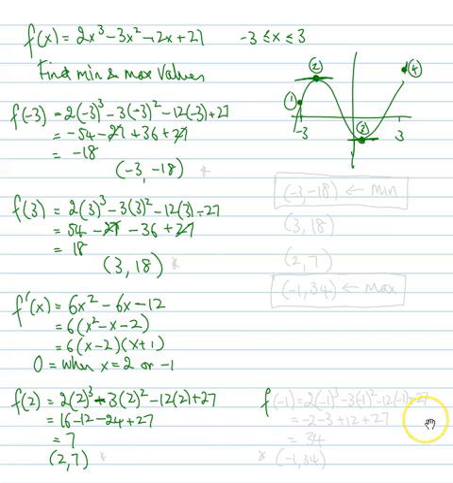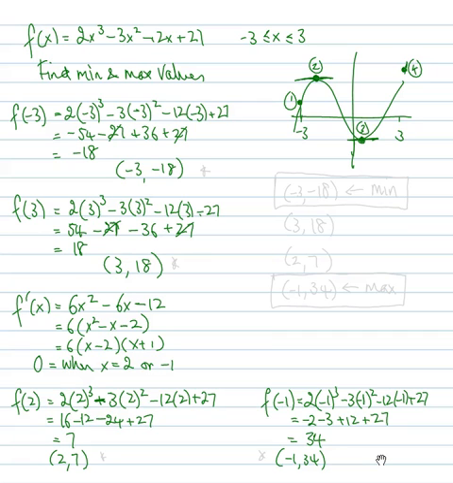Let's do the same for minus 1. 2 times minus 1 cubed, minus 3 times minus 1 squared, minus 12 times minus 1 plus 27. That's minus 2, minus 3, plus 12, plus 27. Minus 2 minus 3 is minus 5, plus 12 is 7, plus 27 is 34. So that point is minus 1, 34.